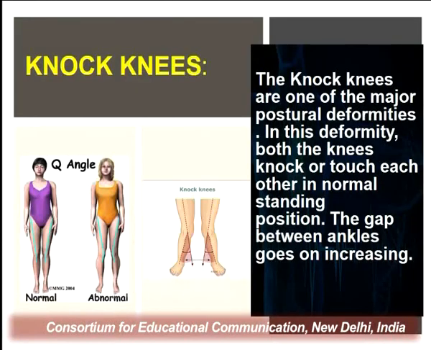The next deformity is knock knees. Knock knees are one of the major postural deformities. In this deformity, both the knees knock or touch each other in the normal standing position. The gap between the ankles goes on increasing. You can see in the picture also there is a Q angle in women, and when it increases from normal, it becomes knock knees. In knock knees, you can see the normal picture and the abnormal picture also.